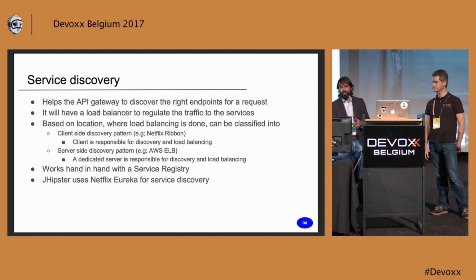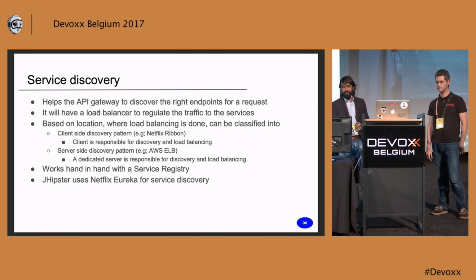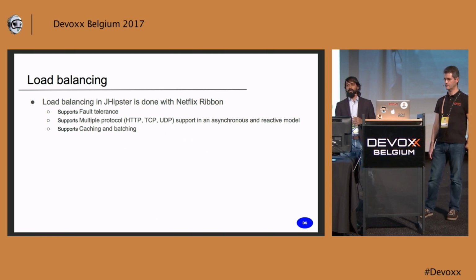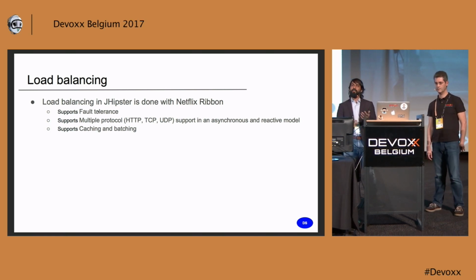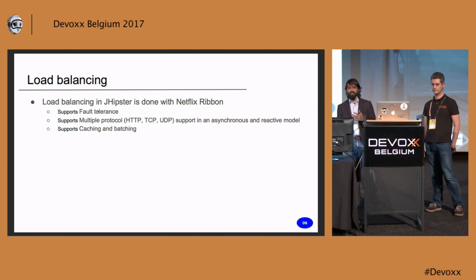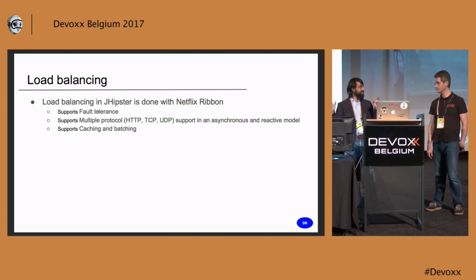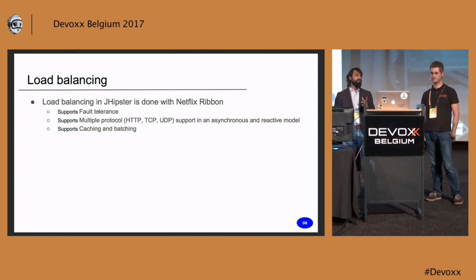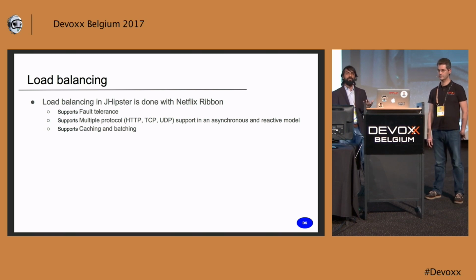And with JHipster, we use Netflix Eureka for service discovery. So it's kind of a server-side discovery pattern. And for load balancing, we use Netflix Ribbon. So it supports a lot of cool options like fault tolerance, supports multiple protocols, it supports asynchronous model or reactive, which is a cool phrase nowadays. So it supports caching and batching of requests and a lot of other cool features as well. So this is by default what we use for load balancing ourselves in JHipster.